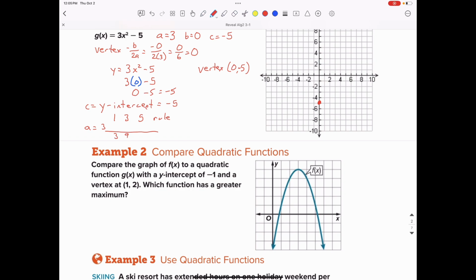3, 9, 15. So from the vertex, we will go out 1 unit each direction and up 3 units. So out 1 unit, up 1, 2, 3, a point there, out 1, 2, 3, and a point there. So there's my first set of points.